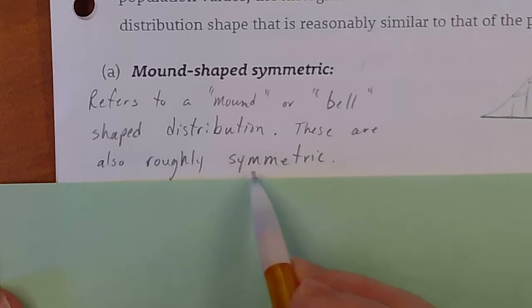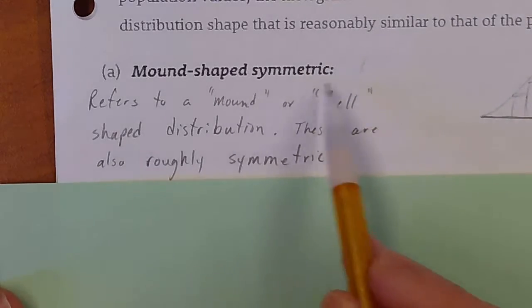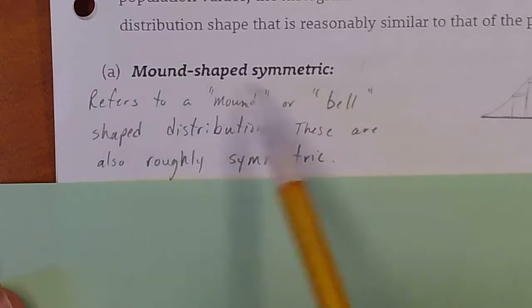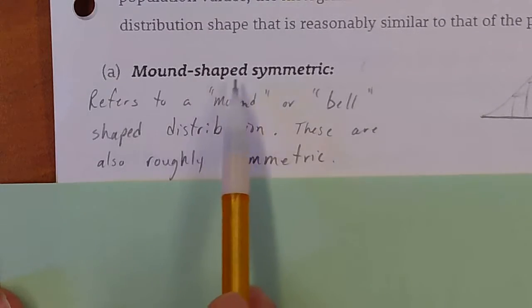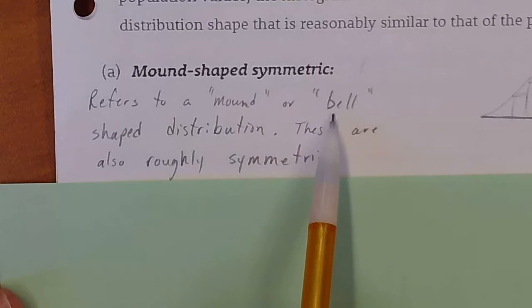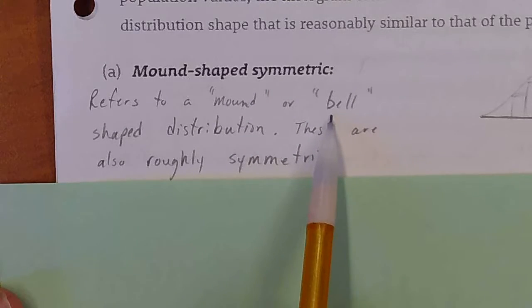These are also roughly symmetric. That's why it says mound-shaped and symmetric. They kind of have two concepts in that phrase. So think like an anthill or a pitcher's mound or something like that. Something that looks to be symmetric as well. Or a bell.